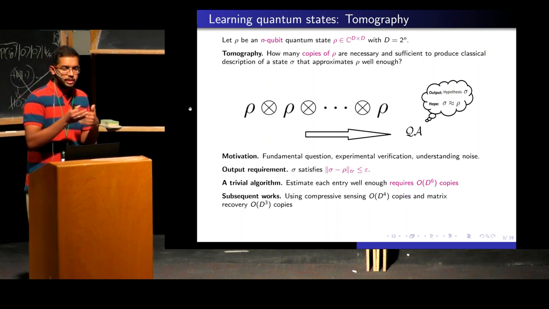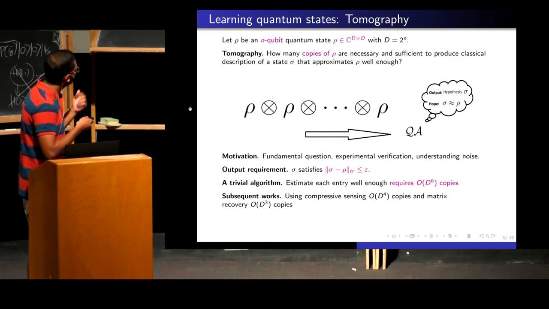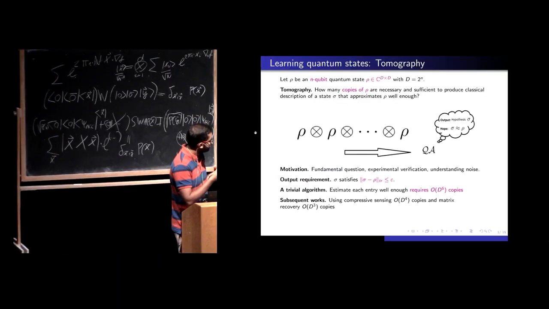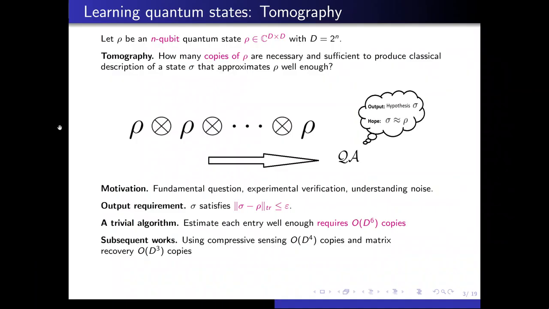And there were subsequent algorithms in 2003 and maybe after that where they reduced d to the 6 to d to the 4. So they said d to the 4 copies suffice to output a state sigma that is close in trace distance, and that was using compressive sensing. Then using techniques of matrix recovery inspired by classical TCS, they gave an algorithm that used d cube copies of rho and still output a state sigma that was close to rho in epsilon trace distance.